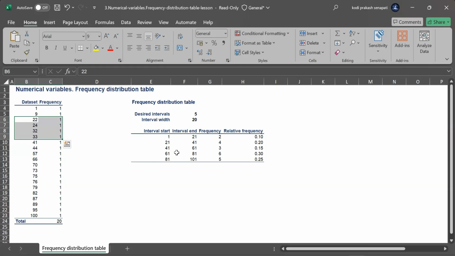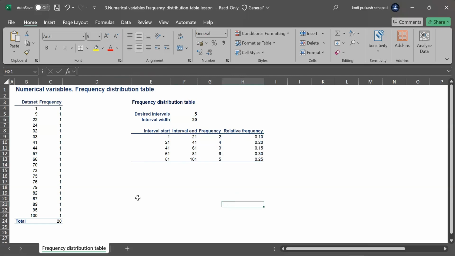And what is meant by 41 to 61? How many in the interval? 3. 61 to 81, how much? I think we got 6, isn't it? And 81 to 100, how much? 5. You got to know how to find frequency or not. Then, how to compute relative frequency? 2 divided by 20, 4 divided by 20, 3 divided by 20, and you get all these values.